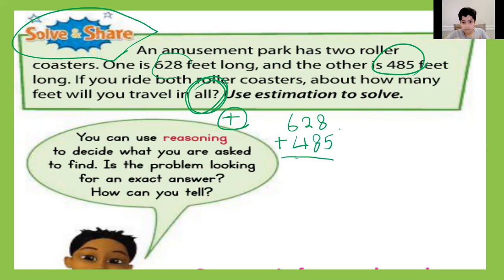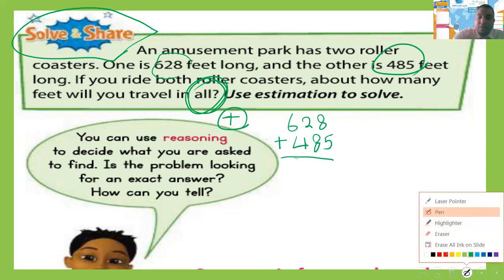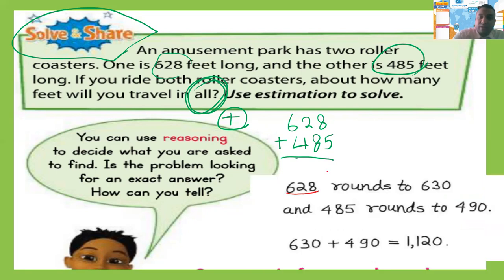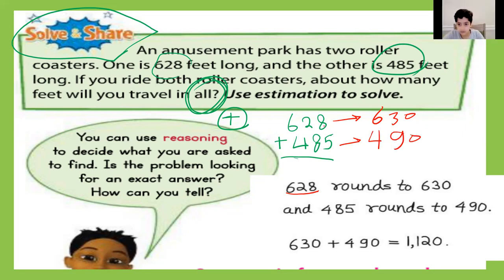So how can we estimate both numbers and find the result directly? Look at the answer here. He rounds 628 to 630, and 485 to 490. Why? Because the 8 is a rich number, it gives 1 to the 2, so it becomes 3 and the 8 becomes 0. And the 5 gives 1 to the 8, so it becomes 9 and the 5 becomes 0.